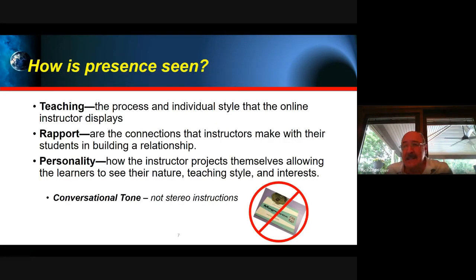So how is presence seen through this? When we look at that COI model, teaching is the process, an individual style that an online instructor displays. The way you word things, the order in which you put things, the activities that you see and that you facilitate through a course, that is the teaching. It's your pedagogical style. The rapport is the connections that instructors make with their students in building a relationship.